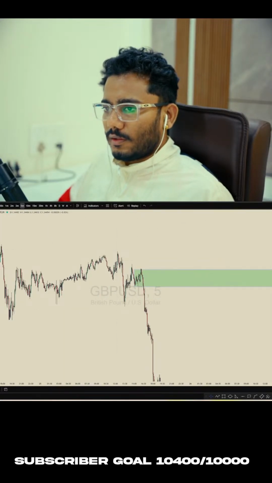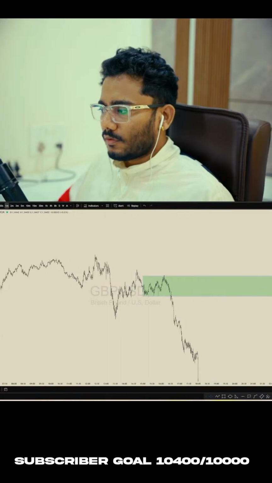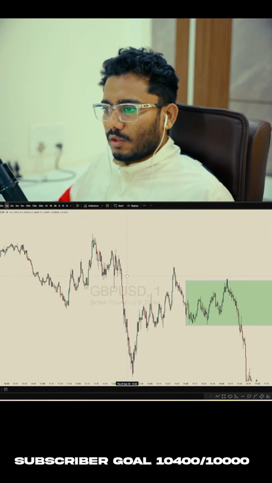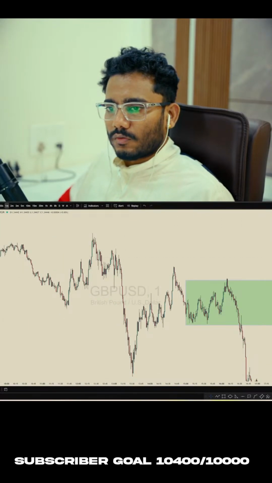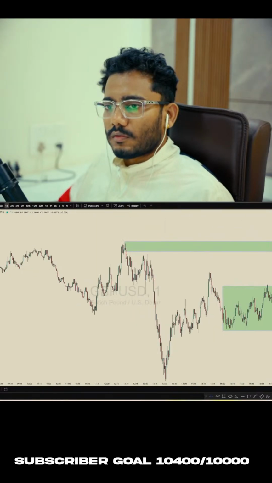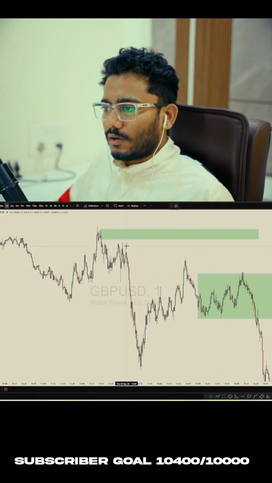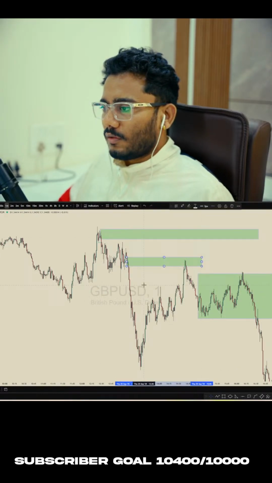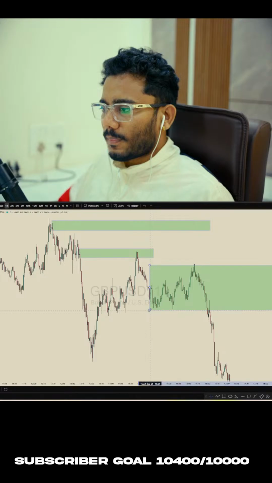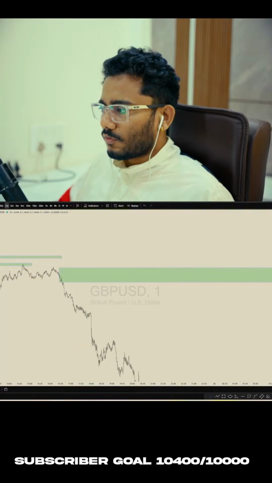Here, I don't think there is imbalance left in the price after sweeping this liquidity. Everything here has been mitigated. So we have only this. Everything here after that has been mitigated. The price took out this high again. This was mitigated. This was mitigated. There is no imbalance in the price. Only we have this wick.